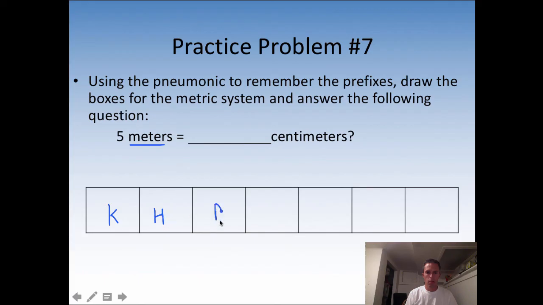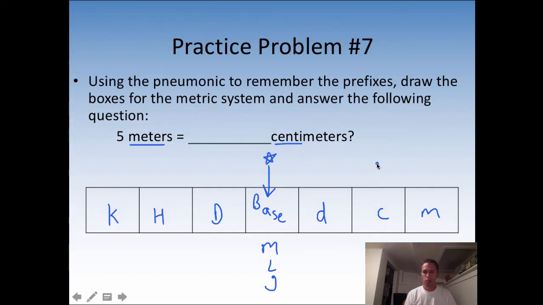Killer hippos die by drinking chunky milk. We're starting in the meter box, that's a base unit, so meter, liter, and gram always go here. So we're starting in this box. We want to go to the centimeter box.